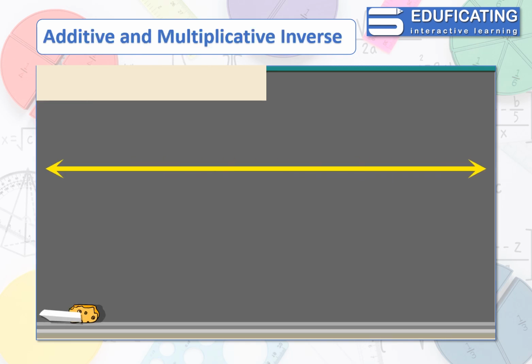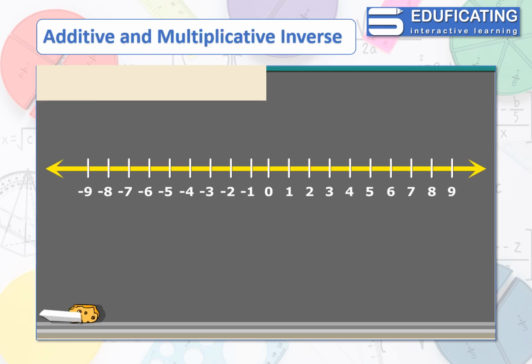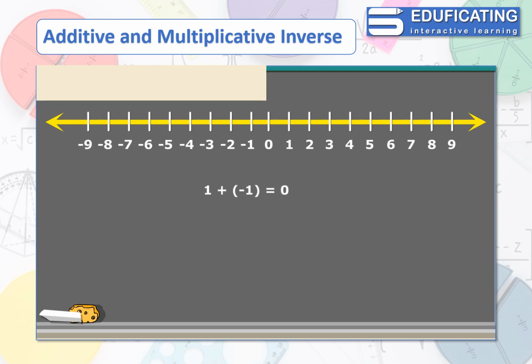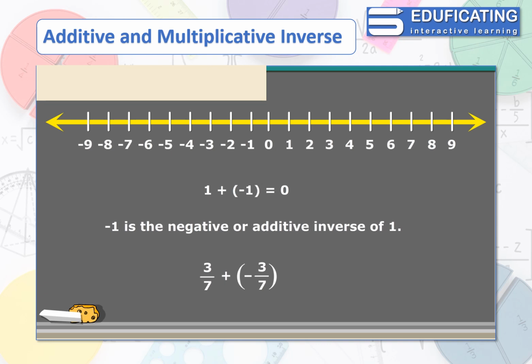You may have come across negative numbers while studying, isn't it? Is -1 the negative of 1? Yes, it is because 1 plus -1 equal to 0. So we say that -1 is the negative or additive inverse of 1. Likewise, for any rational number, say 3 by 7, -3 by 7 will be its additive inverse.